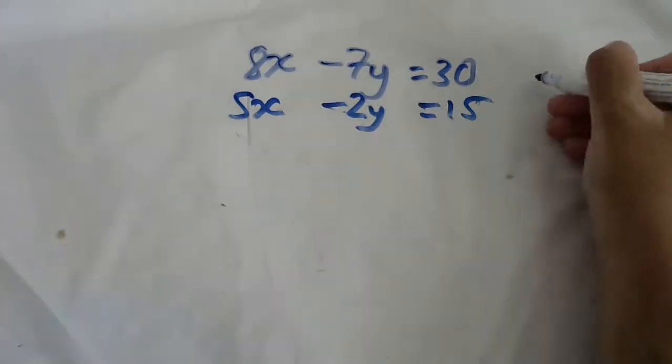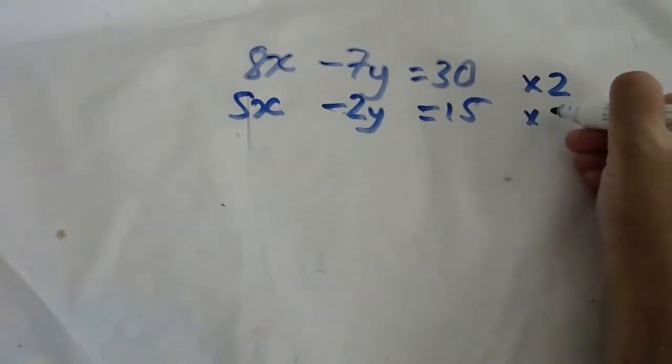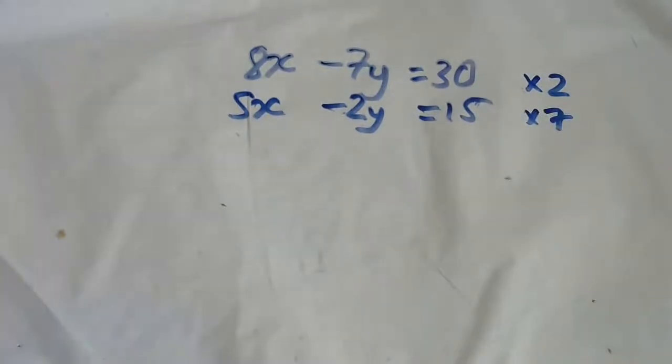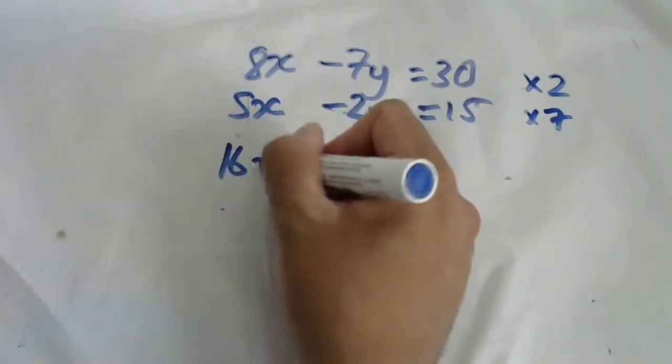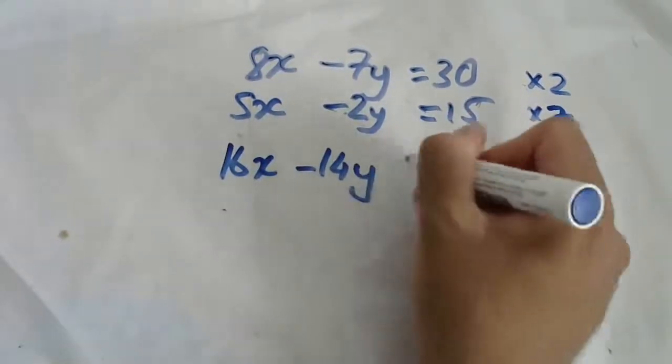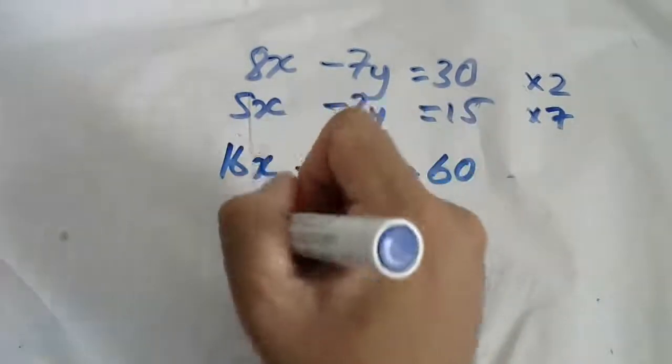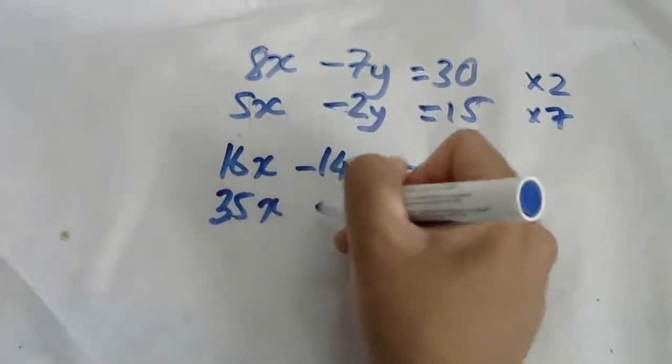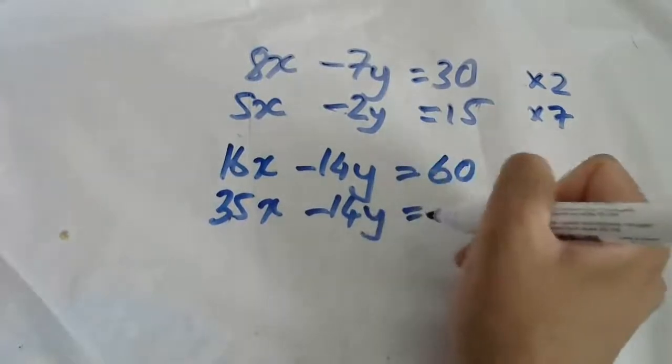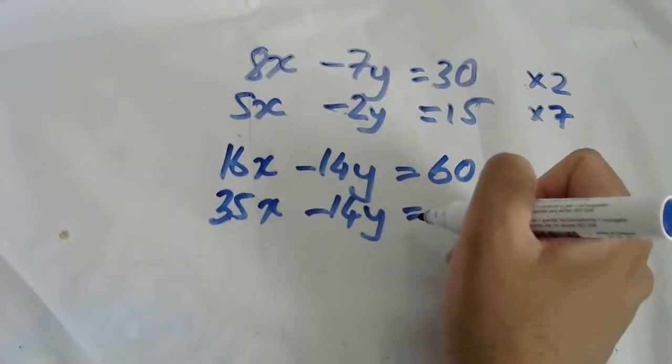This one gets times by 2, and this one gets times by 7. You could also times it by minus 2 and minus 7. That would do just as well. The whole point is they end up as being the same number. Times it by minus 2 and minus 7 will do exactly the same thing. I'm going to show you that. If I times this by 2, you get 16x minus 14y equals 60. And you get 35x minus 14y equals, what's 15 times 7? 105.